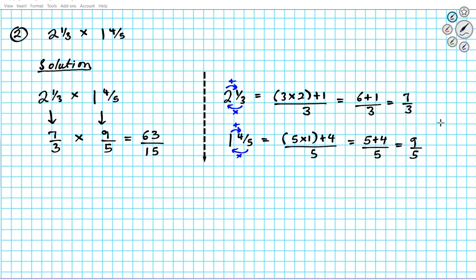All right, so now that we're done multiplying, done with step 2, we're going to reduce, or simplify our answer. Simplify or reduce if possible. Okay, so are there any common factors here? Is there anything that we can divide both top and bottom by?